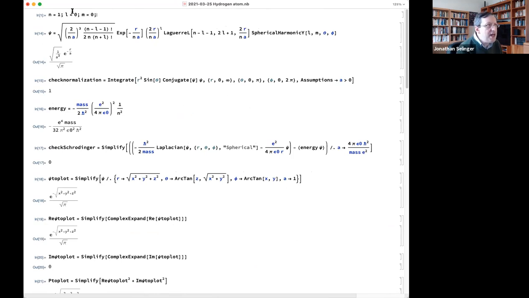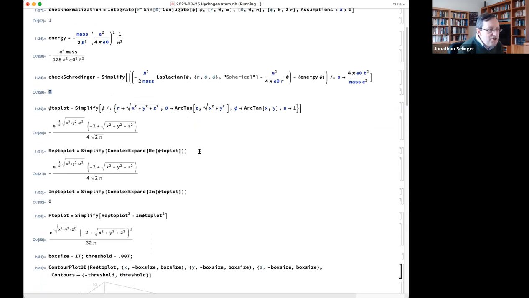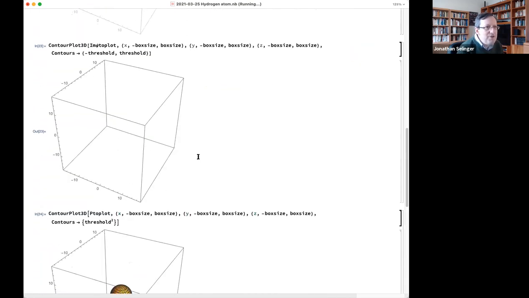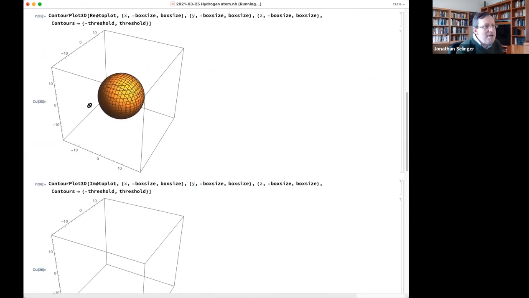What about another state? Let's try n equals two and still maybe spherically symmetric, so l equals zero, m equals zero. I can tell Mathematica to evaluate the whole notebook and we can see, yep, it is normalized, oh good. It satisfies Schrodinger's equation. And the plot, well, it's coming. It takes a few seconds. So here, there's a sphere. And maybe you can remember, this is bigger than the last sphere was, right? The last sphere was smaller, here it's bigger.